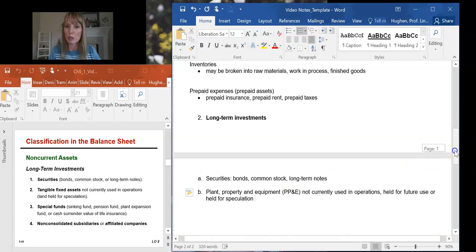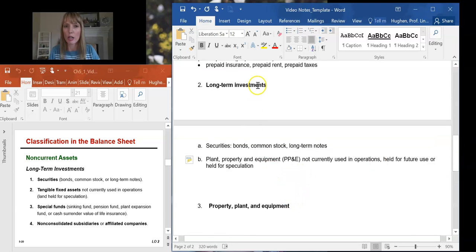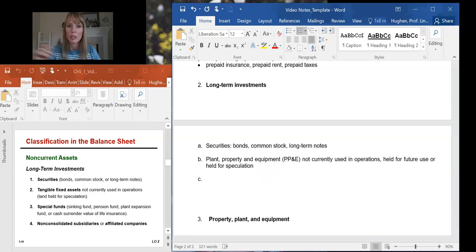Of course, we can see here we're separately classifying the PP&E that is used in operations in its own separate classification outside of long-term investments. What else might we see in the long-term investment sections? Investments set aside in special funds. So this means the company has put aside some cash for specific reasons. We do need to remember each one of these items, how they are classified as long-term investments.